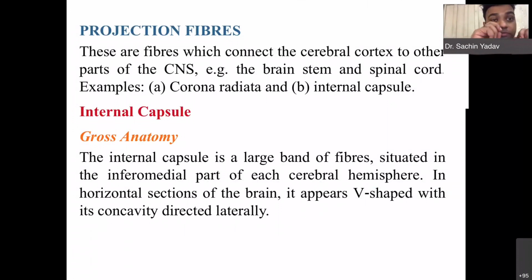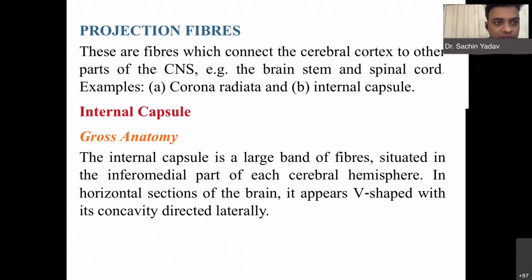These projection fibers connect the cerebral cortex to other parts of the neuraxis. Neuraxis means the central nervous system. So it involves the cerebral hemisphere, and it can even involve the brain stem, hindbrain and spinal cord. Examples are the corona radiata, as I have shown you in the previous slide, and the internal capsule. These are examples of projection fibers. They have both corticofugal and corticopetal fibers.